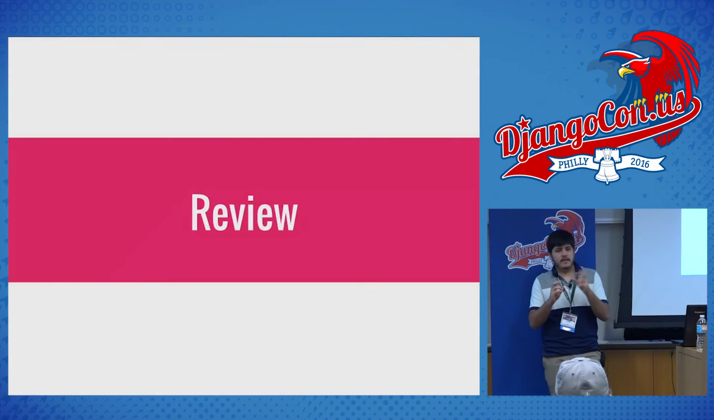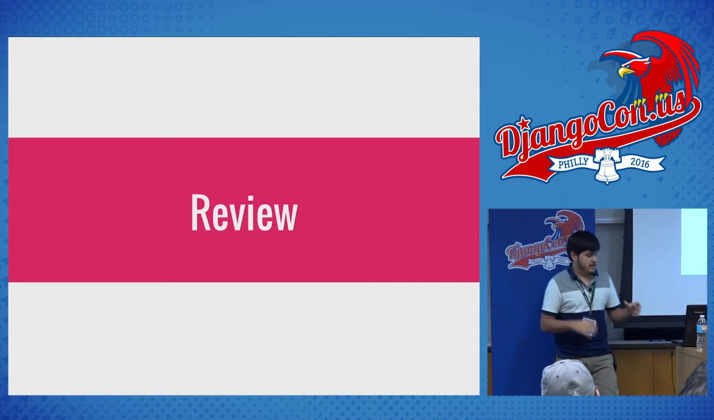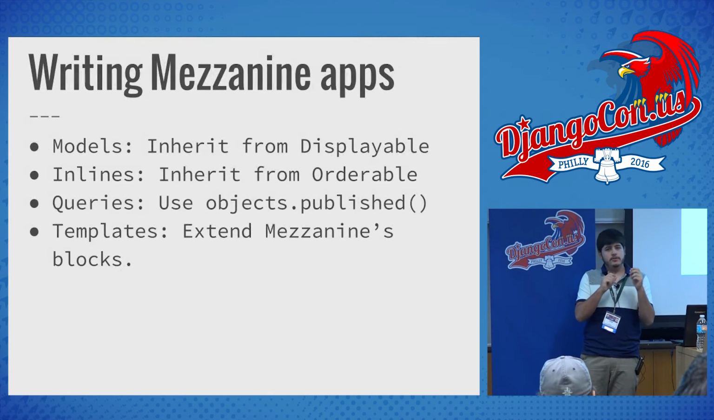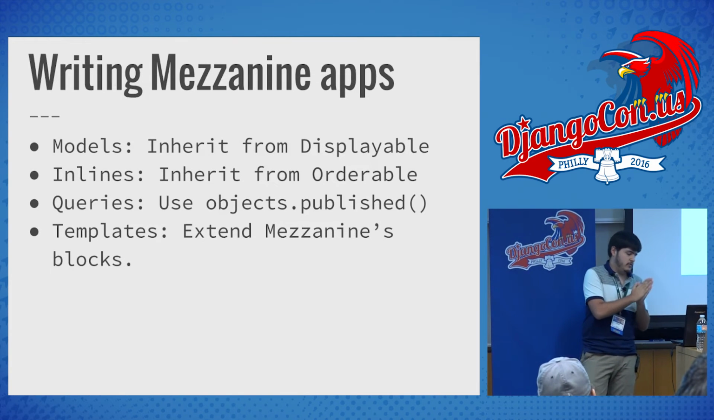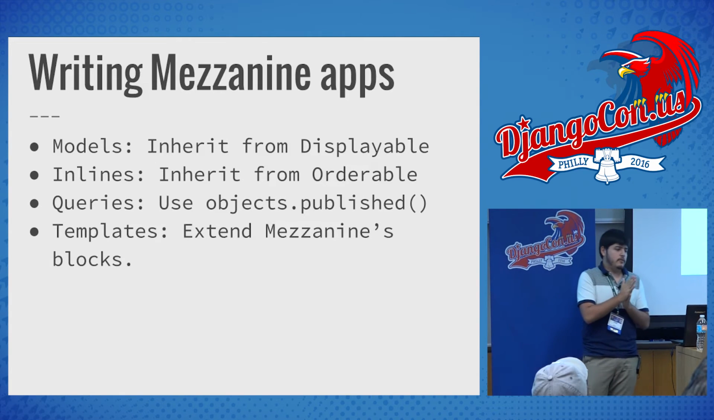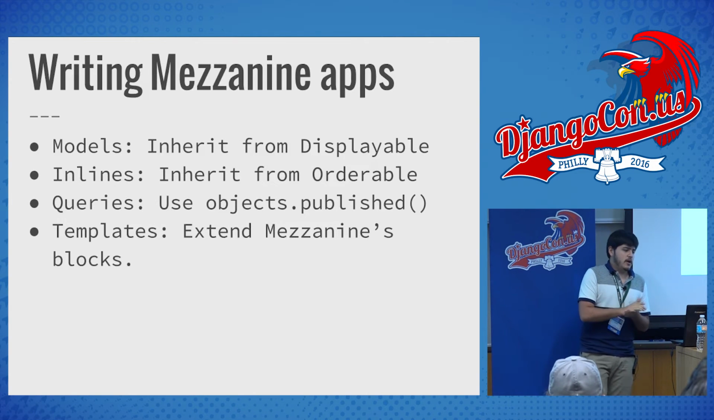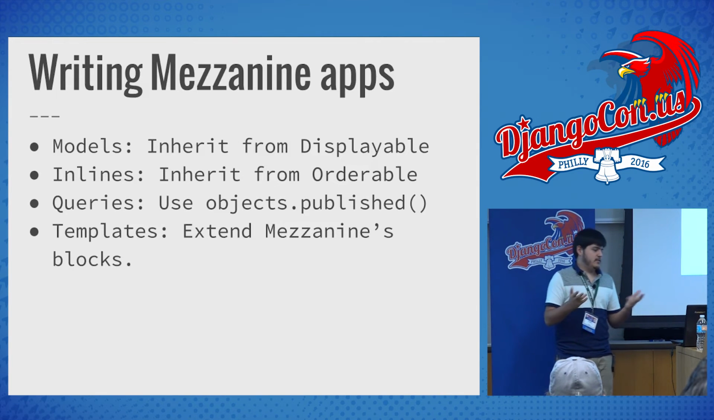So let's review what we did, the steps that we followed to convert a regular Django application into a fully integrated Mezzanine app. In your main models, you're going to want to evaluate if you want to inherit from Displayable to get all the public-facing goodies that we reviewed before: the auto-generated slug, the publish status, the scheduled publishing. For inlines, you're probably going to want to inherit from Orderable to get that drag and drop ordering on your models. When you're making queries in your views, you want to use objects.published instead of objects.all to make sure that scheduled publishing is working as expected.